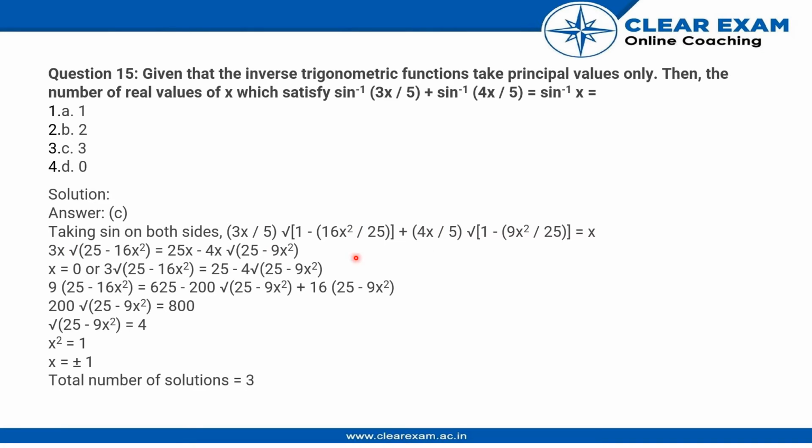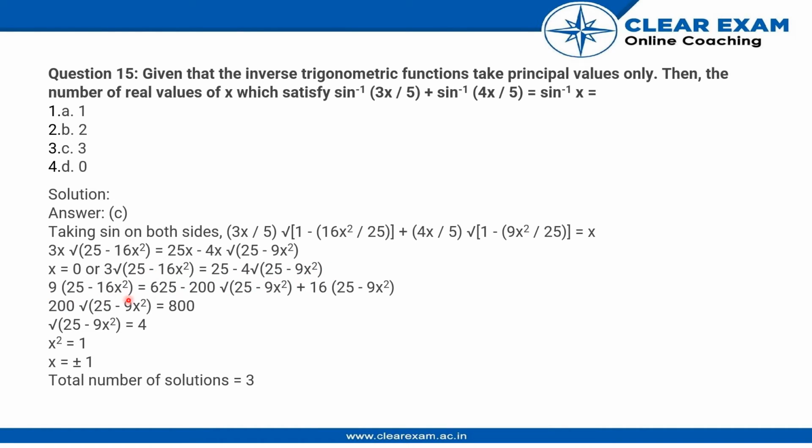So we cross multiply 25 throughout, and we get 3x into root of 25 minus 16x square is equal to 25x minus 4x root of 25 minus 9x square. So we can say that x is equal to 0, or this term is the remaining term over here.